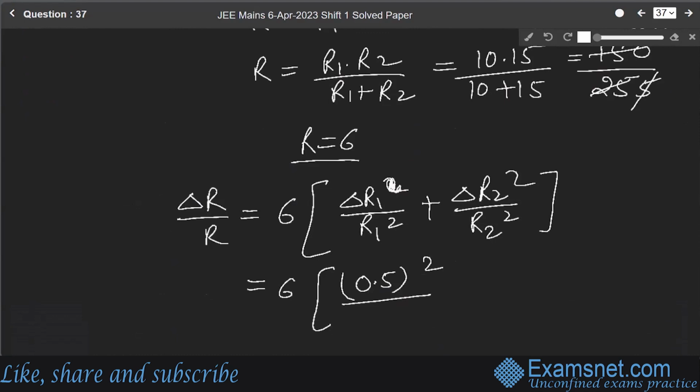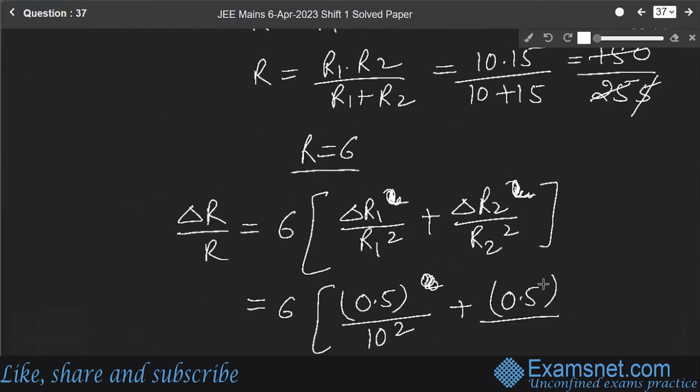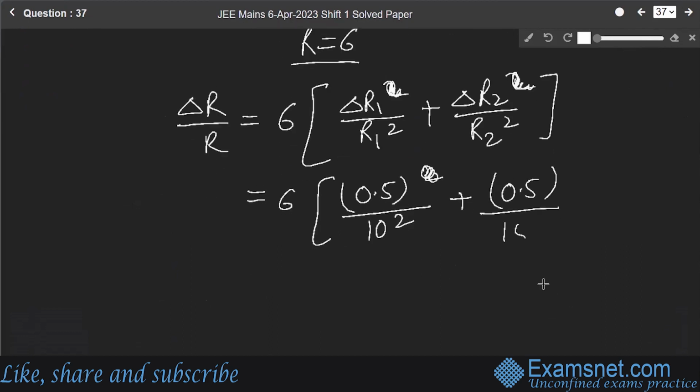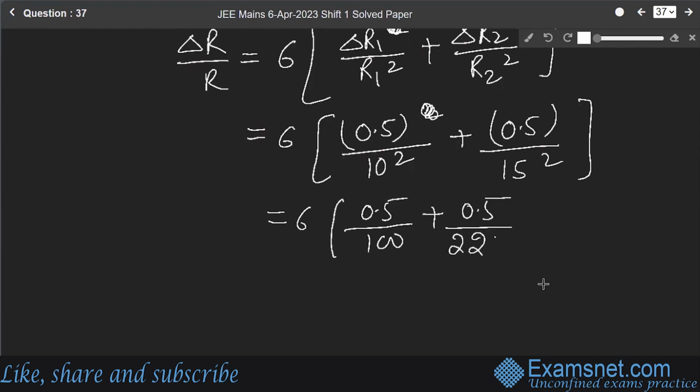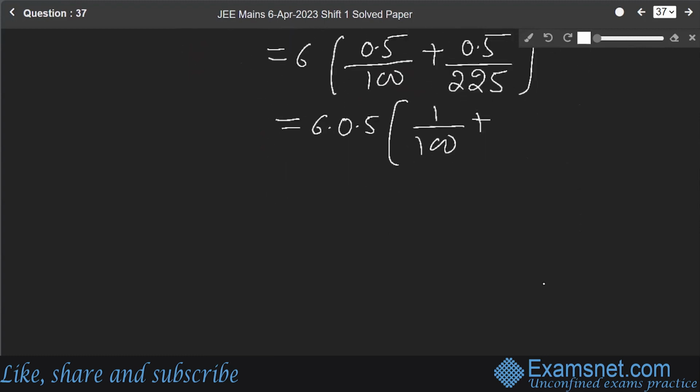Not R1 square, only R1. So 0.5 over 10 square plus 0.5 over 15 square. So it will be equal to 6 into 0.5 over 100 plus 0.5 over 225. Taking 0.5 common, we get 1 over 100 plus 1 over 225.